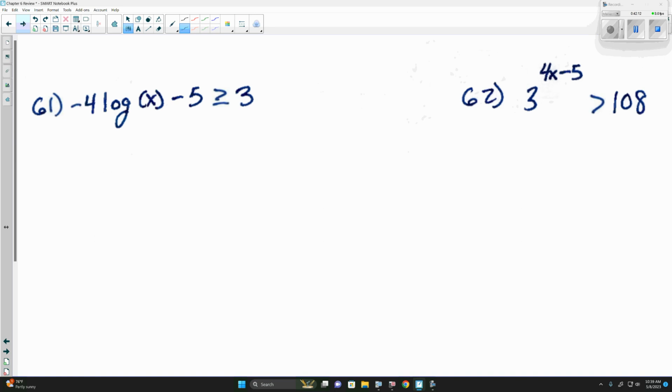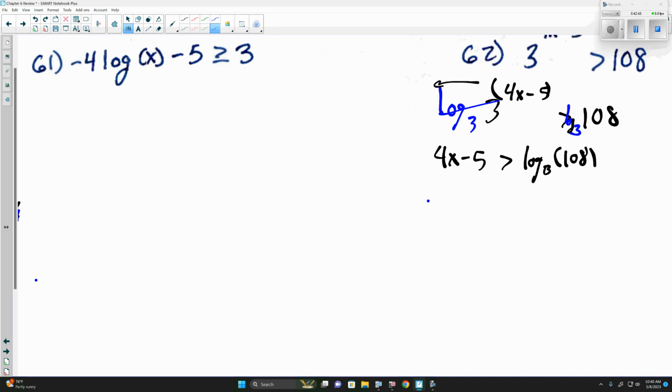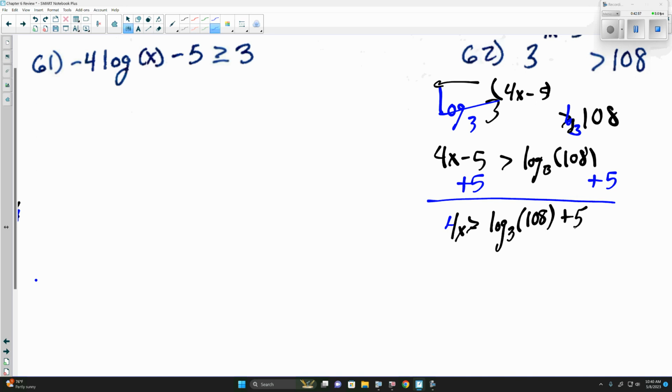Let's look at 62. The first thing we're going to do is apply log base 3 to both sides, because log base 3 of 3 will simplify out, moving the exponent out front, telling us 4x minus 5 is greater than log base 3 of 108. Now at this point we need to get x by itself, so we can add 5 to both sides, telling us 4x is greater than log base 3 of 108 plus 5. Now last but not least, we can divide both sides by 4, telling us x is greater than log base 3 of 108 plus 5, all divided by 4.